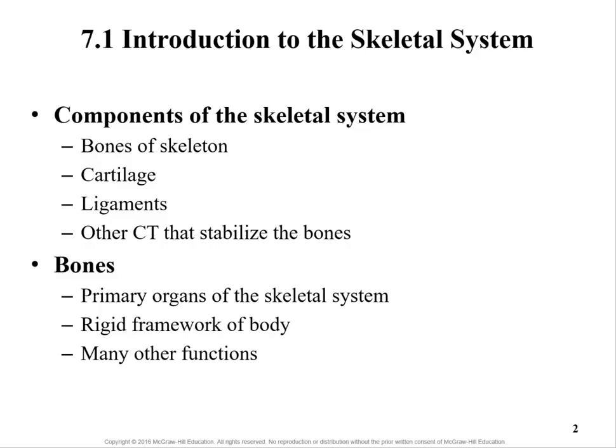Let's see, they are involved in mineral storage, calcium and phosphorus in particular. They're also involved in energy storage. The yellow bone marrow is fat or adipose tissue that is stored inside of bones, and bones are involved in hematopoiesis and the red bone marrow. Okay, so that's just some of the functions of bones.